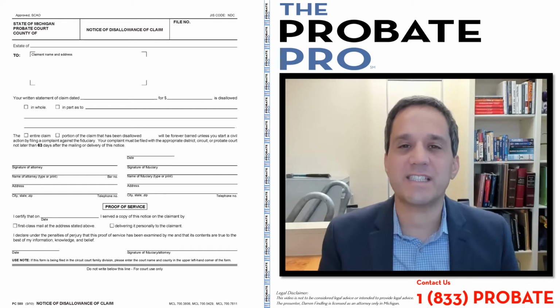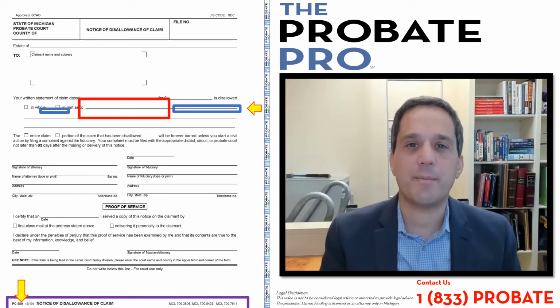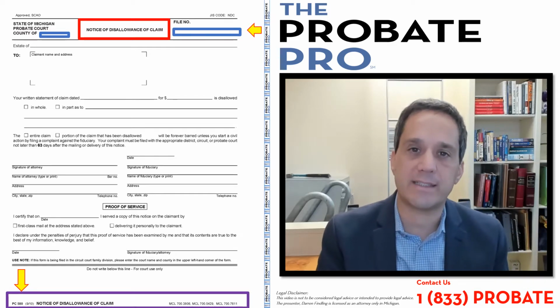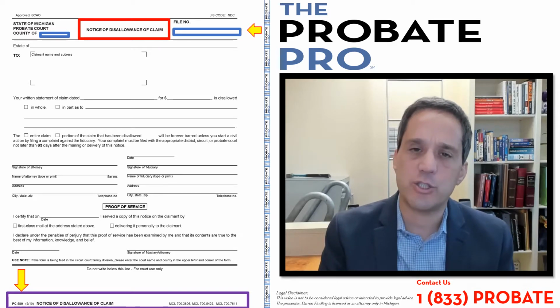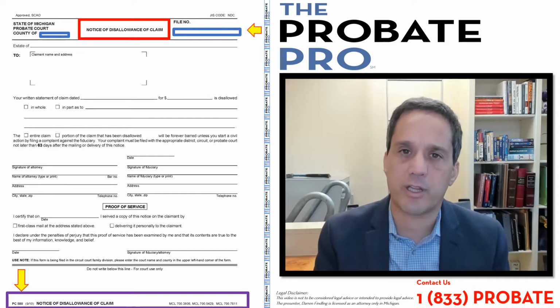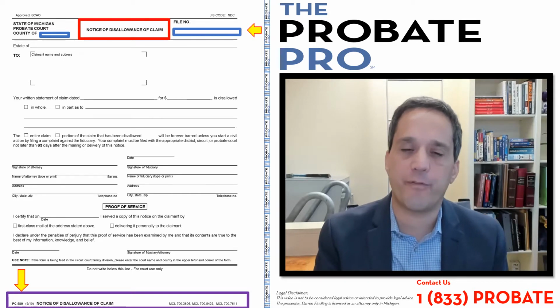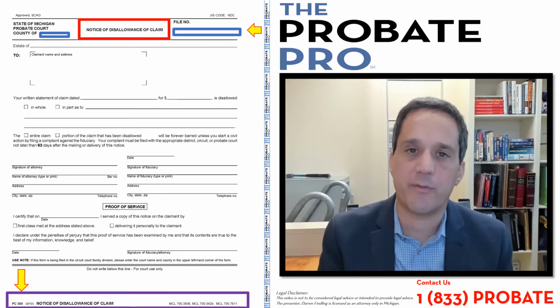The notice of disallowance of claim. Hi, I'm Darren Findling of the Probate Pro. We're going to examine the creditor process and the notice that is used to disallow a creditor claim in the probate court. We're referring to a SCAO form. That's a state court administrative order form.